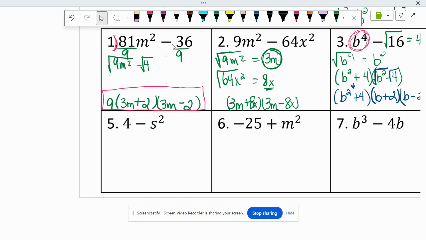So I'm going to let someone give me their answer. Kimber, how are you going to factor number 5? Perfect. What is the square root of 4, ma'am? 2. So I'm going to have 2 and 2. And what about the square root of s squared? Perfect. What do you want me to join those binomials with? Absolutely outstanding.